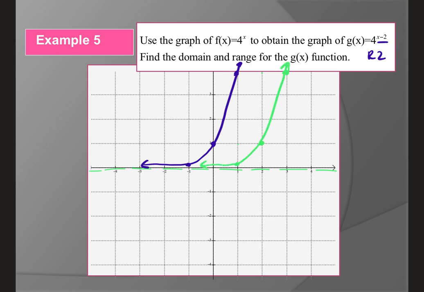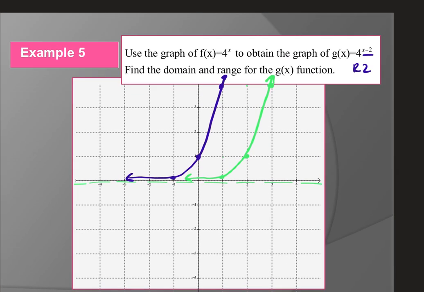Does it change your domain? No. Does it change your range? No. Did it change your y-intercept? Yes, and we don't even have it plotted yet, but our y-intercept would be where x is 0, so it would be 4 to the 0 minus 2, 4 to the negative 2, or 1/16.